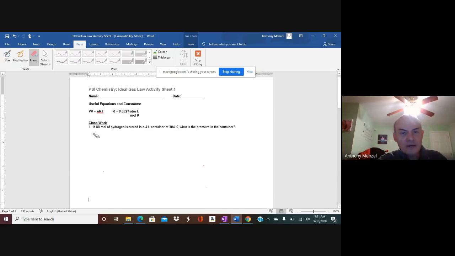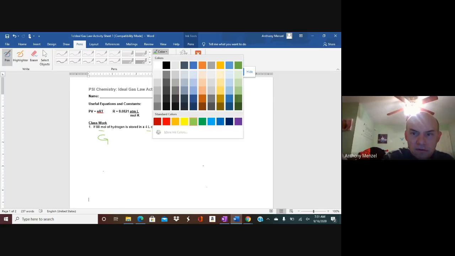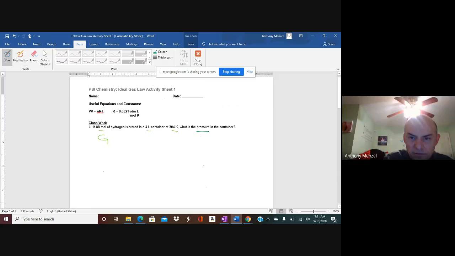So the first example problem we're going to look at, we can begin to read it. It says, if 88 moles of hydrogen is stored in a 4-liter container at 304 Kelvin, what is the pressure in the container? So what are we given? We're given our 88 moles, 4 liters, 304 K. What are we looking for? We're looking for pressure.